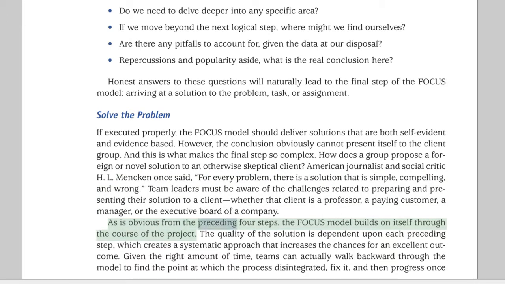As is obvious from the preceding 4 steps, the focus model builds on itself through the course of the project. The quality of the solution is dependent upon each preceding step, which creates a systematic approach that increases the chances for an excellent outcome. Given the right amount of time, teams can actually walk backward through the model to find the point at which the process disintegrated, fix it, and then progress once again to the best possible solution.